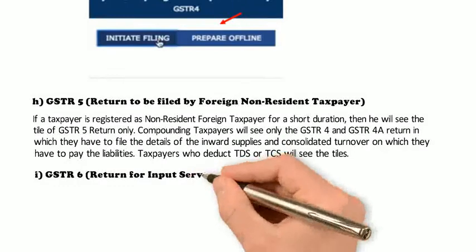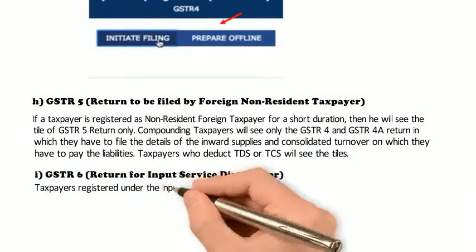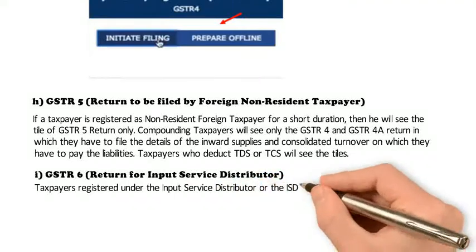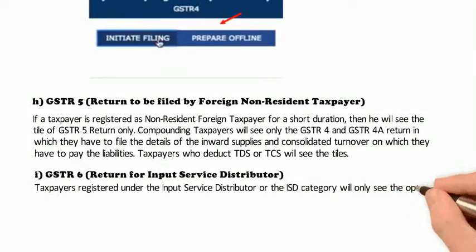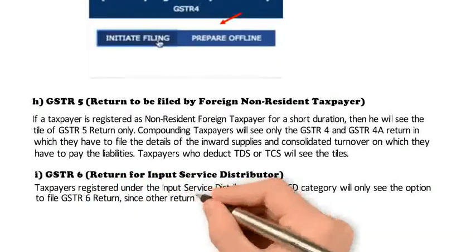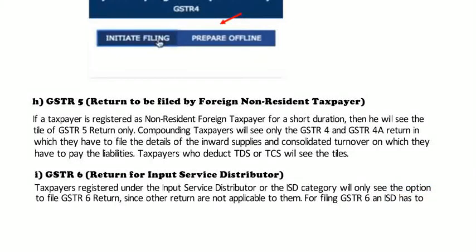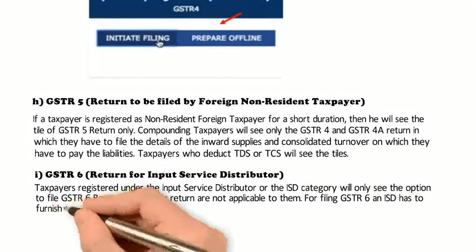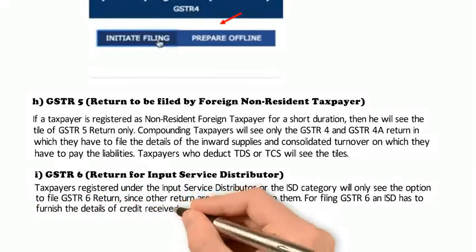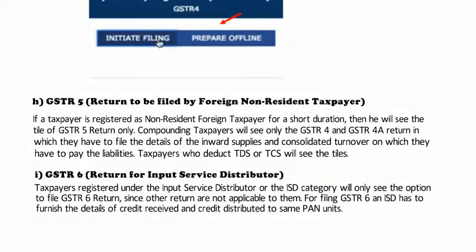GSTR 6, Return for Input Service Distributor. Taxpayers registered under the Input Service Distributor or the ISD category will only see the option to file the GSTR 6 return, since other returns are not applicable to them. For filing GSTR 6, an ISD has to furnish the details of credit received and credit distributed to same PAN units.